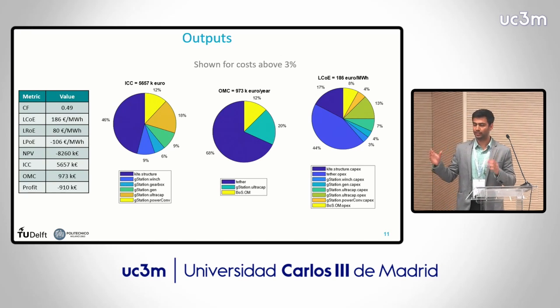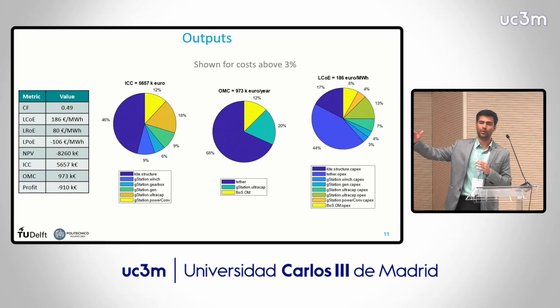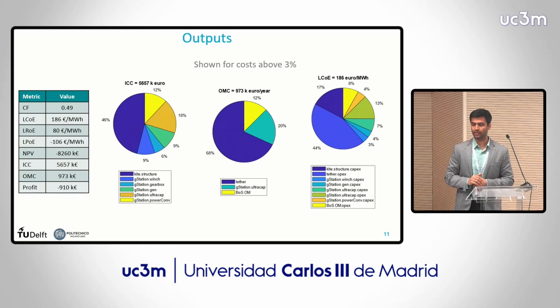So in this particular iteration, the pie chart on the left is the distribution of the capex, the capital cost, the initial investment cost, and you see the kite structure is almost half, 50% of the total initial cost. Then what is interesting to see is the ultracapacitor cost. So this is something that we have used because of the power smoothing requirement that we need to have. So the ultracapacitor bank is used as an intermediate storage buffer for the reel-out and reel-in phases to provide us a smooth power output at the grid side. And that basically drives really the cost of the system, as you also see it in the operations cost.